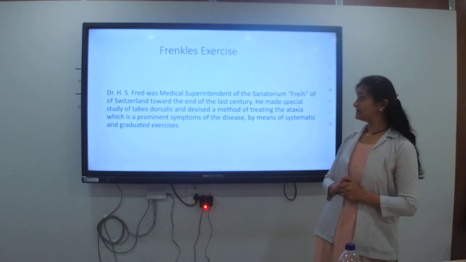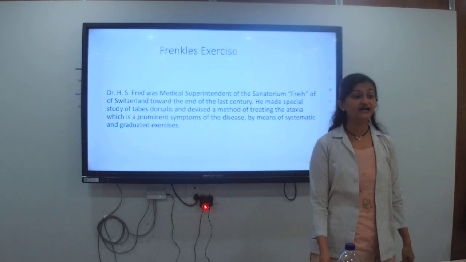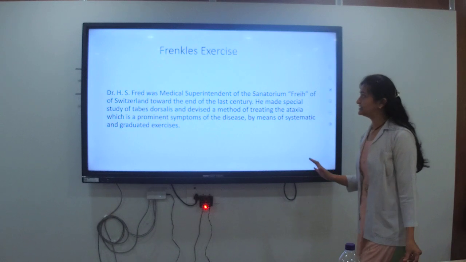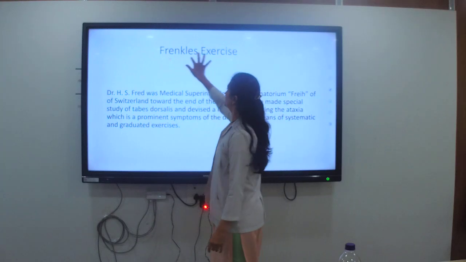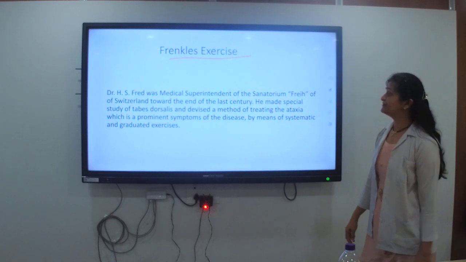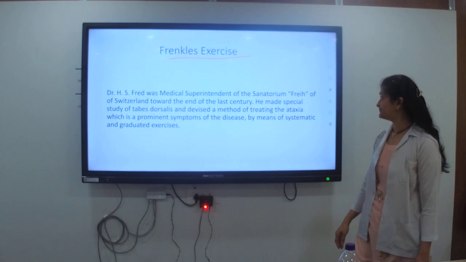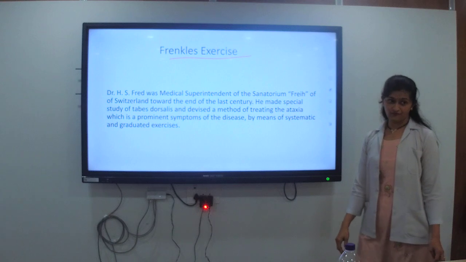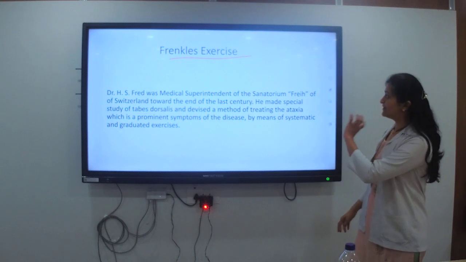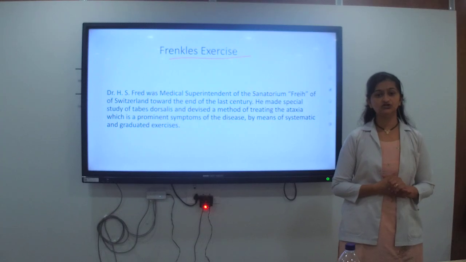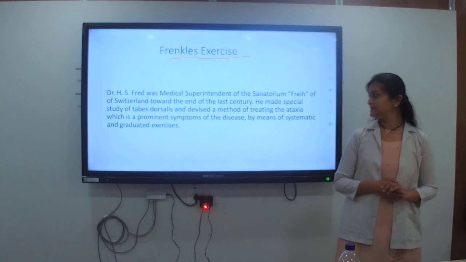Now the next part we'll see: what are Frenkel's exercises? This is the most important part for physiotherapists to know. Very, very important. Frenkel was a medical superintendent, the superintendent of a sanatorium, from Switzerland. He found out this exercise, and mostly it is used in incoordination patients.